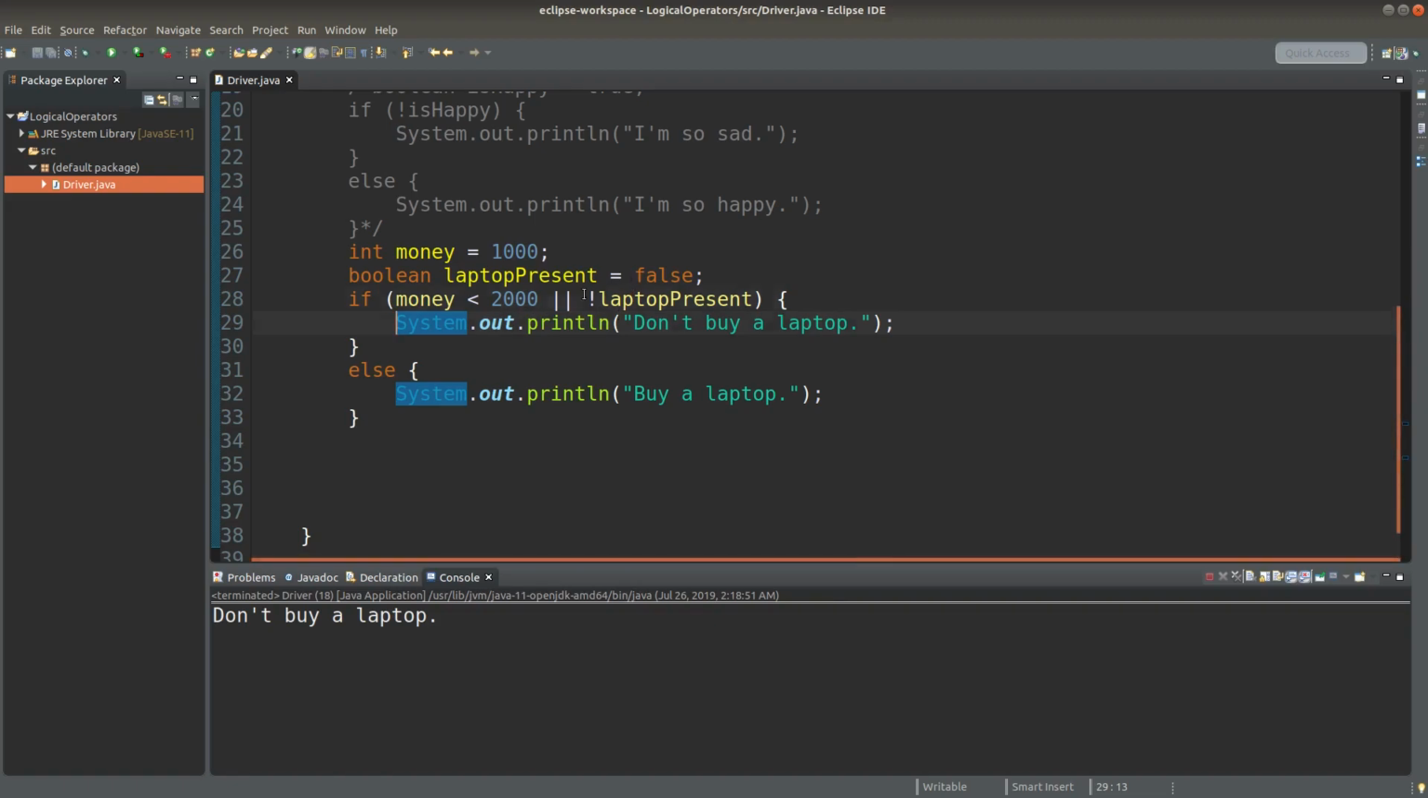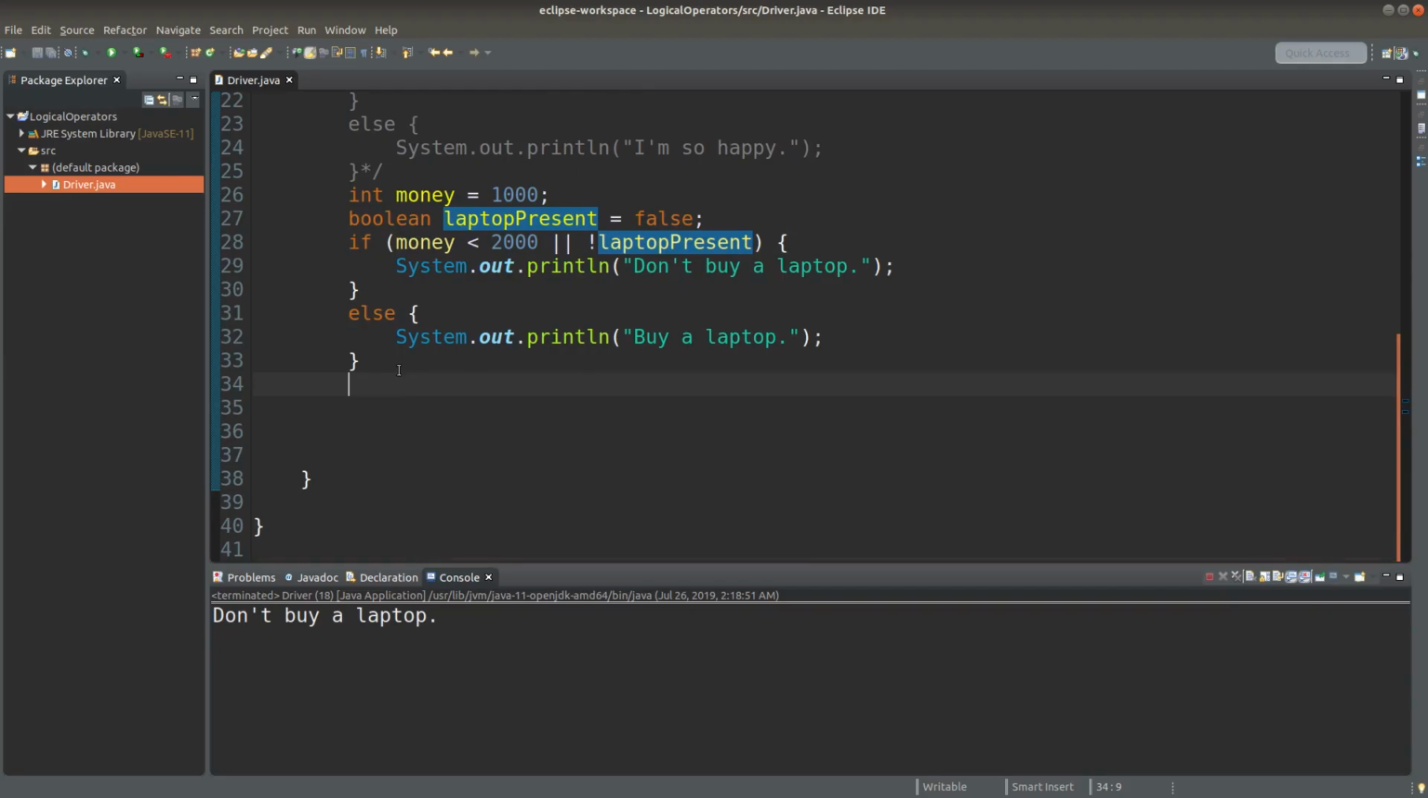Here, not false means true. So this part is also true. I mean, the second condition is also true. So altogether, the joint condition is true. When we use OR operator, if any one of the conditions is true, the whole result will become true. So when we are joining more than one logical operators together, we have to realize the precedence of the operators.